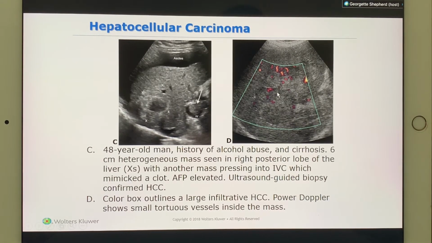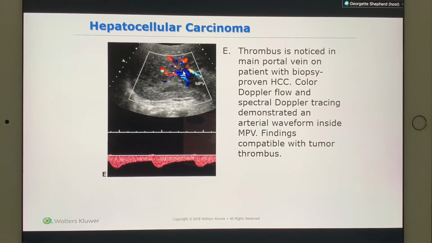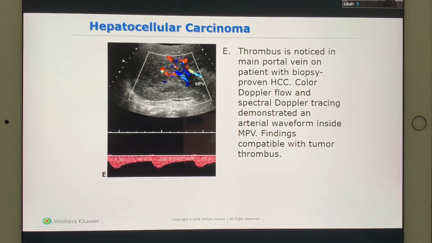Here we have a hypoechoic mass that ended up being HCC. Here we have thrombus inside the main portal vein. On biopsy, it showed that we had an HCC. And look at the portal vein. Isn't it supposed to be monophasic? It looks like it's arterial flow inside of the main portal vein, because the main portal vein shouldn't have these peaks.